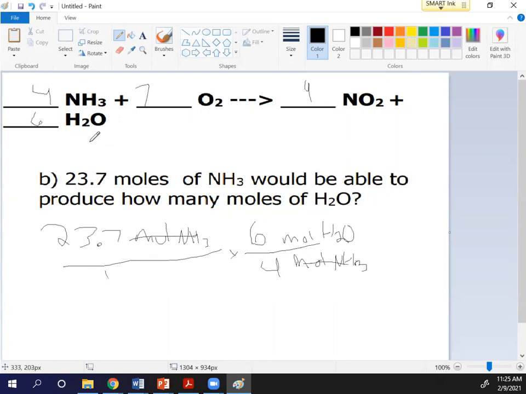In front of H2O, I had a 6. In front of NH3, I had a 4. 35.6. Okay, so 35.55 on the calculator, and you needed to round it to 35.6 mole. Mole what? H2O, because that's what's not canceled out.